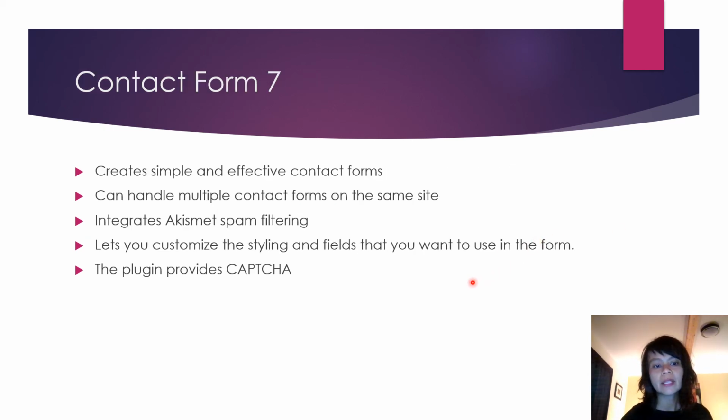Okay, then there is Contact Form 7. It creates simple and effective contact forms. It can handle multiple contact forms on the same site. It integrates Akismet spam filtering, so when someone's filling out forms, you can make sure that it's not a whole bunch of nonsense and spam. It also lets you customize styling and the fields that you want to use in the form, and the plugin provides CAPTCHA.